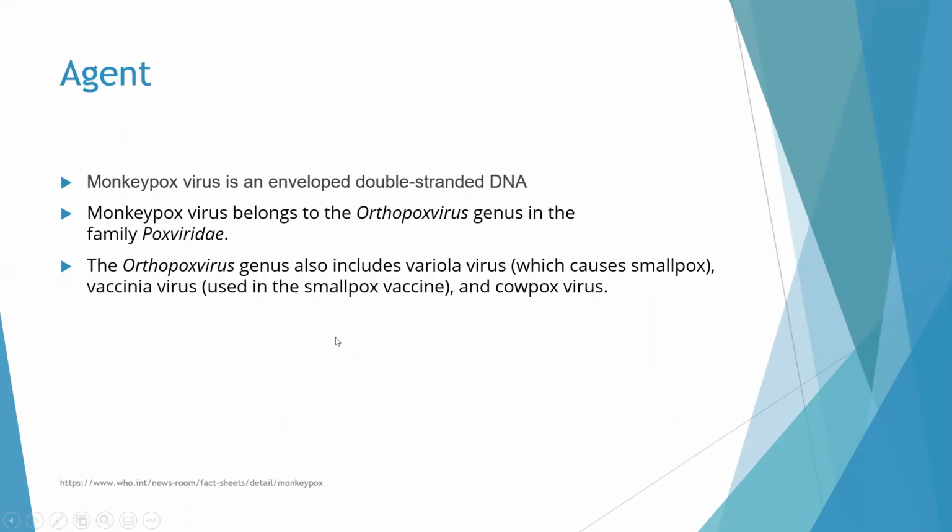The epidemiological triad includes the agent, that is the monkeypox virus. It is a double-stranded DNA virus and an orthopoxvirus. The genus includes the variola virus, the vaccinia virus, that is for smallpox, and the cowpox virus.